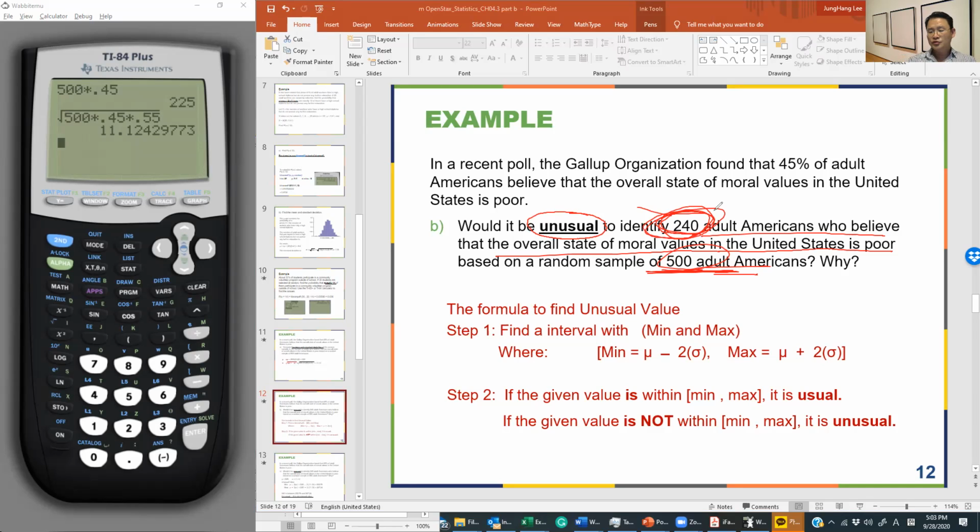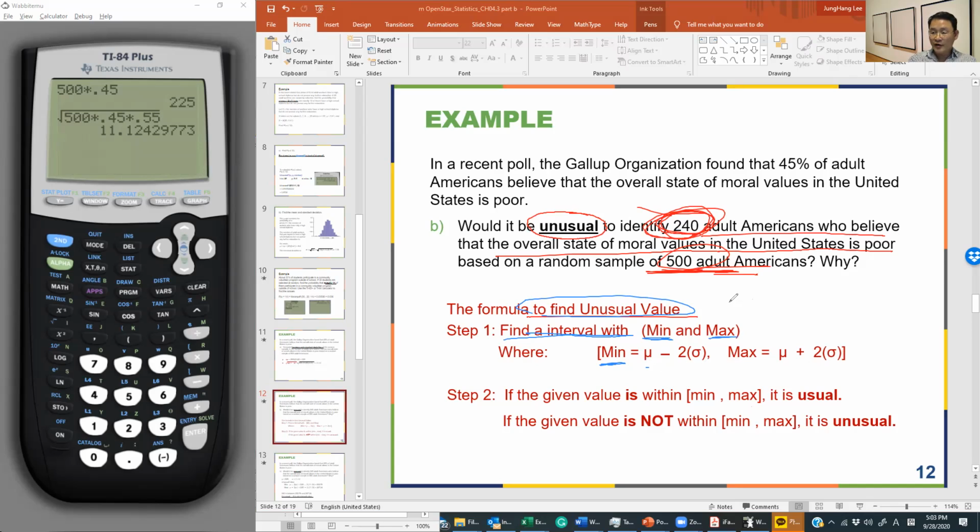I mean, who would know which one is usual, which one is unusual? Well, see, for the usual, unusual, we've got to follow this formula for the usual and unusual values. So first, we need to find this interval of minimum value and the maximum value. How do you set the minimum value? Mu minus 2 times the sigma. And the maximum value would be mu plus 2 times the sigma.